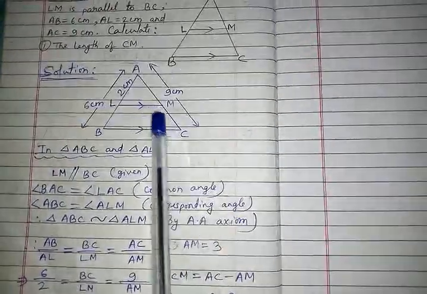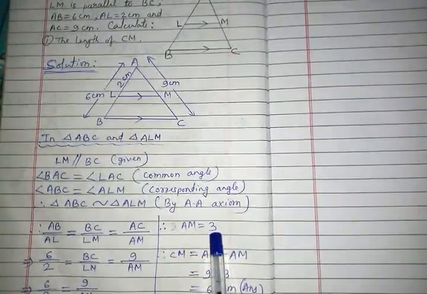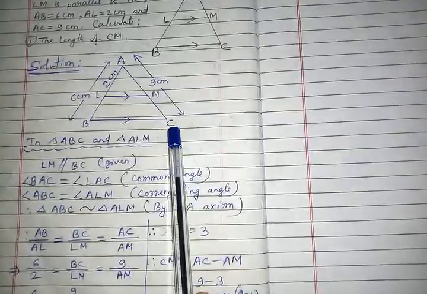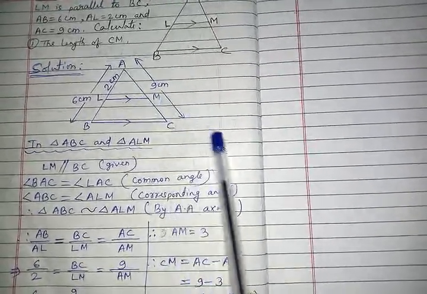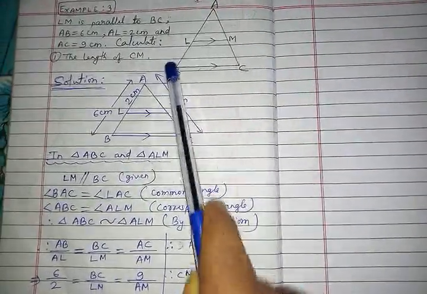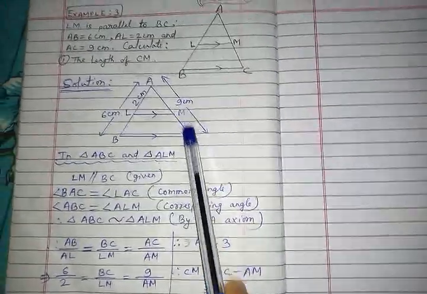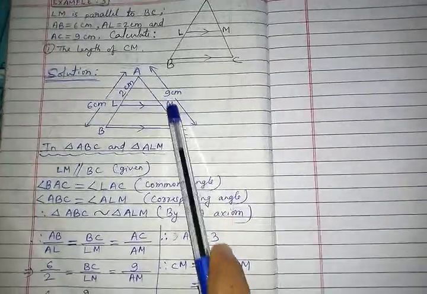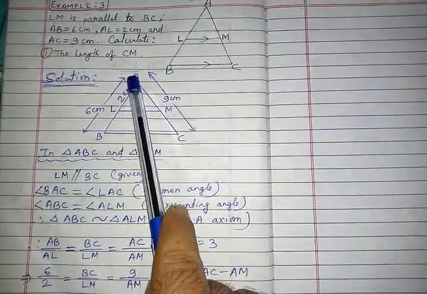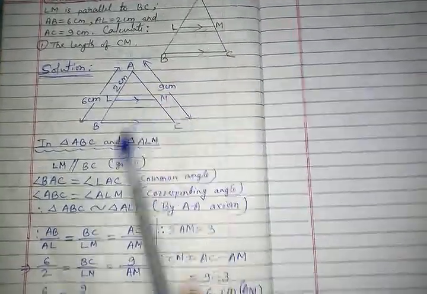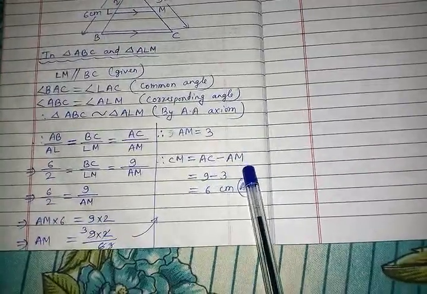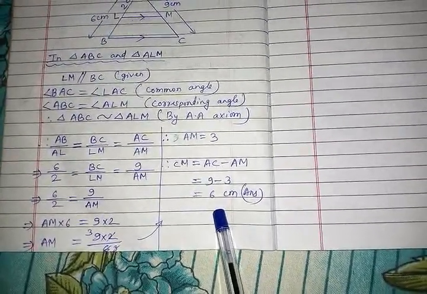How? Now you see, AM we got, AM is 3 and AC is 9. So we can say CM will be the whole 9 minus 3. That means AC minus AM is equal to CM. So CM will come by subtracting this particular value from the whole. CM equals the whole AC minus AM. So 9 minus 3, that means 6 centimeter.